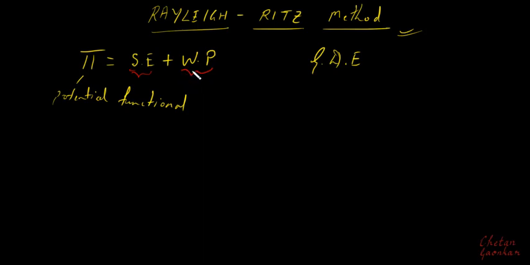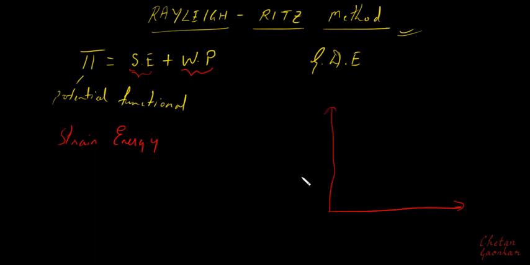Because this Rayleigh Ritz method starts from the potential function, and the potential function is a combination of strain energy and work potential for a given problem. Now, first let us understand what is strain energy. What is strain energy, right?